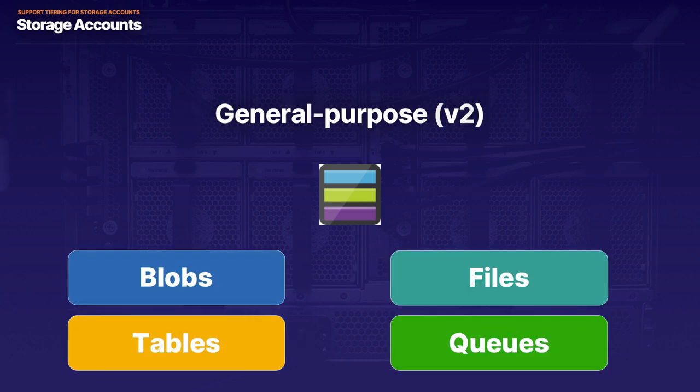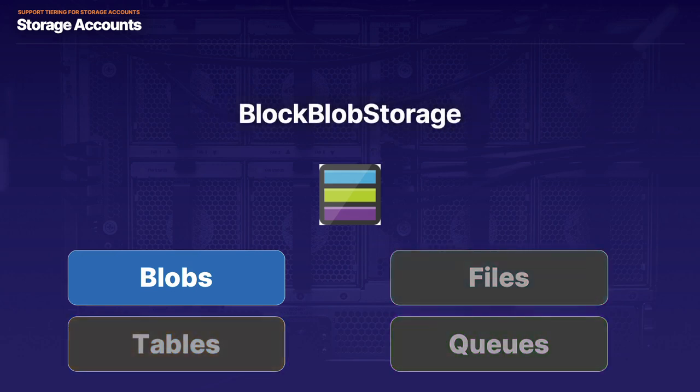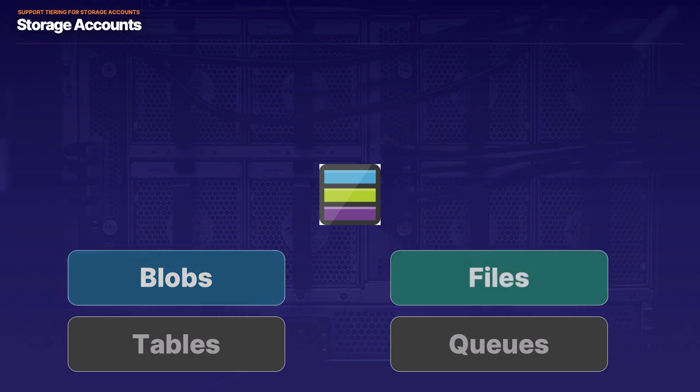For general purpose version 2, you're going to have the ability to choose between blobs, files, tables, and queues, or a combination of all four. For block blob storage, though, you only have access to blobs. Now, why would I want to choose only block blob storage? Block blob storage is recommended for scenarios with high transaction rate, or scenarios that use smaller objects or require consistently low storage latency. File storage is only for files and file shares. This is recommended for enterprise or high performance scale applications that require very speedy access to files.